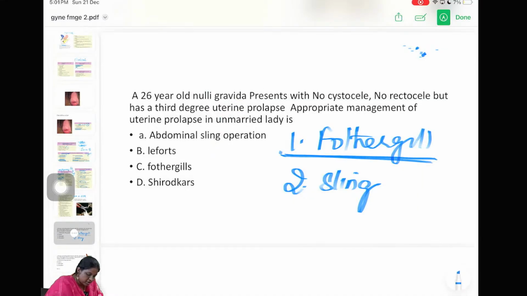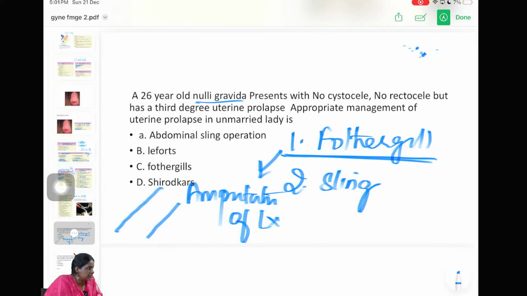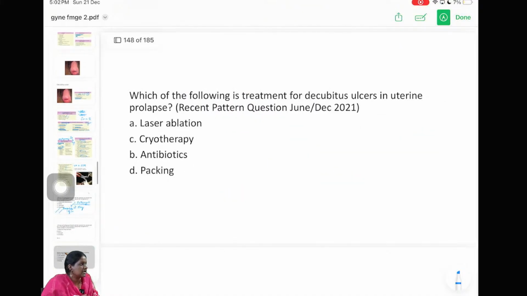Fothergill's is a surgery where you do amputation of the cervix. Amputation of the cervix means you cut the cervix and then stitch the uterosacrals to the front. In a nulligravida, if the cervix is longer, you will be able to cut. So infravaginal elongation of the cervix should be there for Fothergill's. Whenever nulliparous prolapse comes, only two things should come to your mind: Fothergill's and sling operations. Sling is very simple, just to lift and attach. But in Fothergill's you amputate, so you need a longer cervix. Here nothing is mentioned about infravaginal elongation, so the answer is abdominal sling.